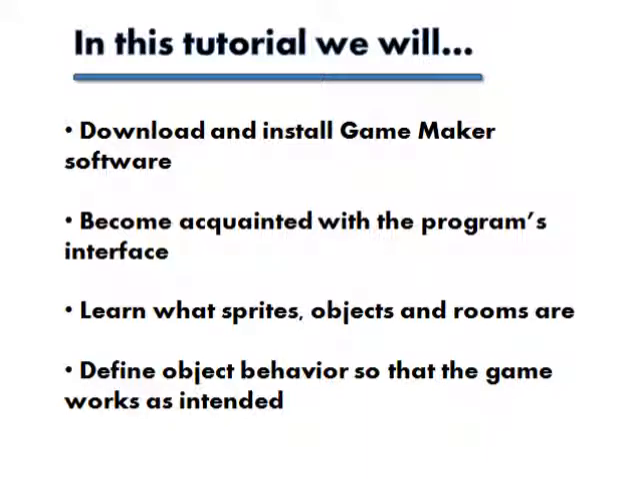In this video, I will show you how to create your own simple computer game using GameMaker software. We'll start by downloading and installing the software before becoming acquainted with the program's interface and learning what sprites, objects, and rooms are. Toward the end, we will define object behavior so that the game works as it should, and in the end, we will have a fully functioning computer game.